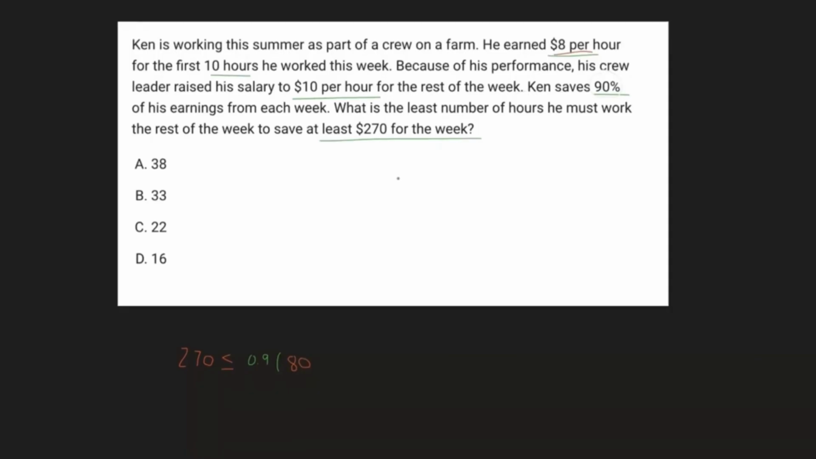We don't know how many hours he's going to work at $10 an hour, but we know that he must work a certain amount of hours to make at least $270. Sorry, to save at least $270. Therefore, we can write this as plus 10, because that's the flat rate. And then we can just write X as the number of hours he works. And X, in our case, in this inequality, will represent the least number of hours he must work to save at least $270.